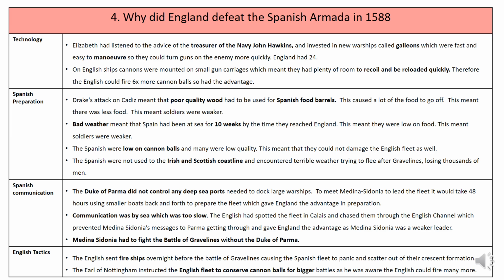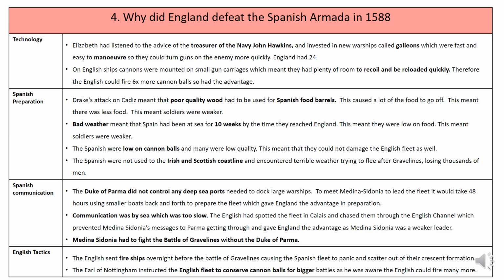English ships also had cannons that were mounted on smaller gun carriages. This meant that they have plenty of room to recoil once they are loaded and fired, and this means that they can be reloaded more quickly. This gave England a huge advantage because England could fire more cannonballs, and they typically were firing 6 times more cannonballs than the Spanish, so they had the advantage.